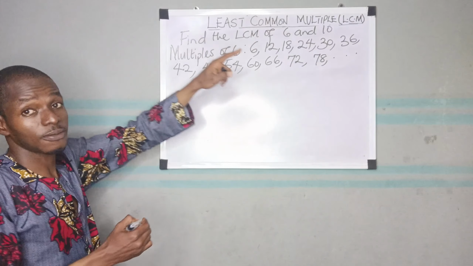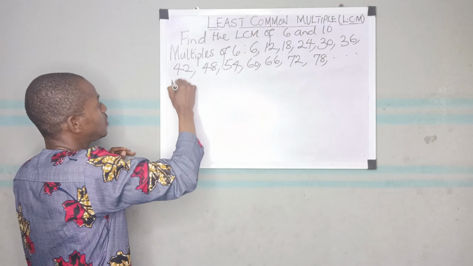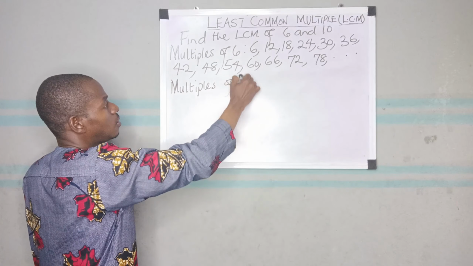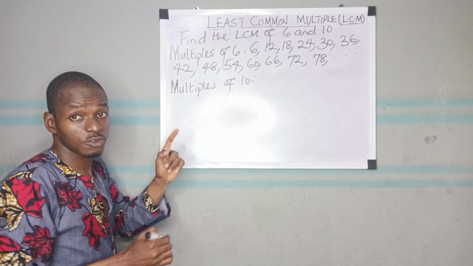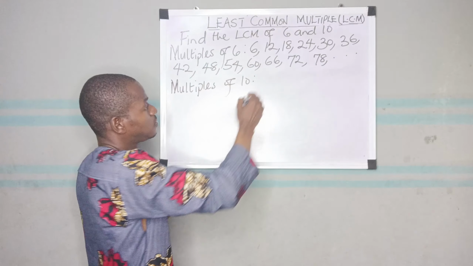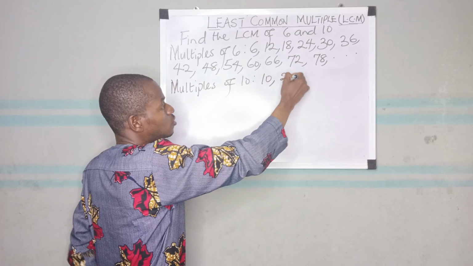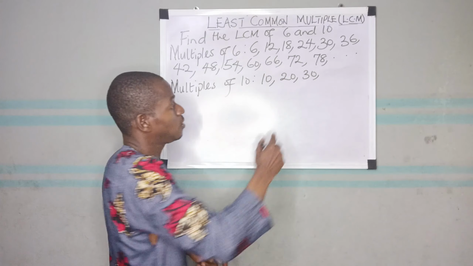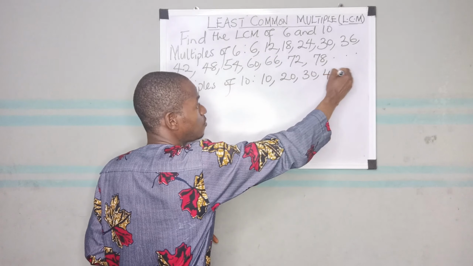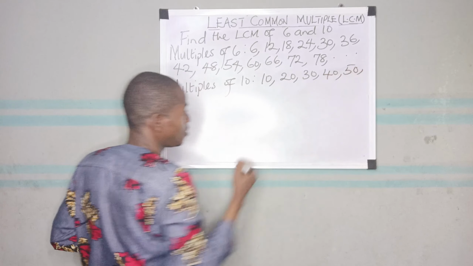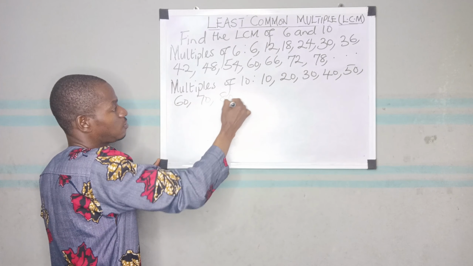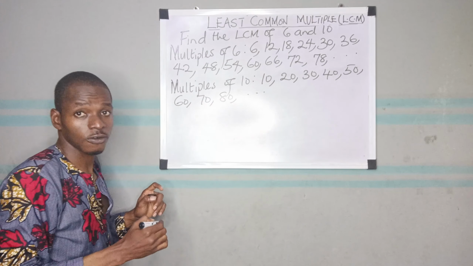Now let's list out the multiples of 10. The first multiple of 10 is 10 itself. You have 10, 20, 30. Just be adding 10 to it. 30 plus 10, that's 40. 40 plus 10, 50, 60, 70, 80, and so on and so forth.